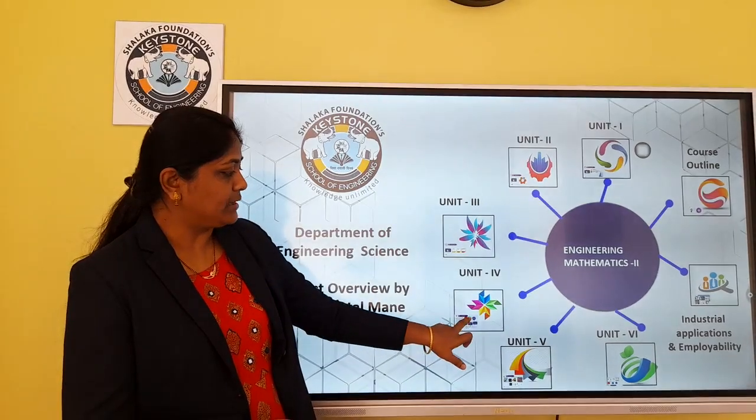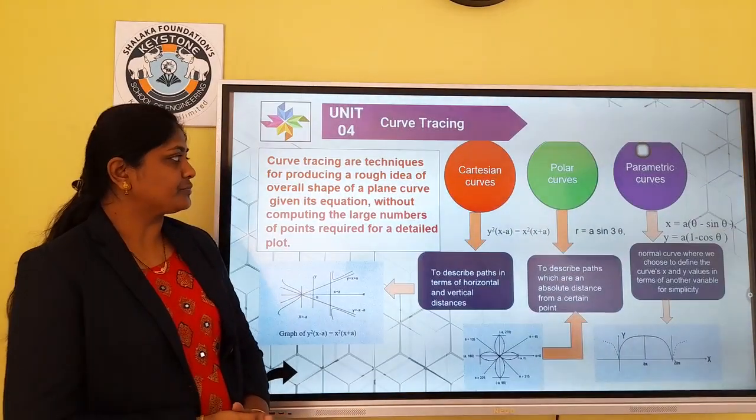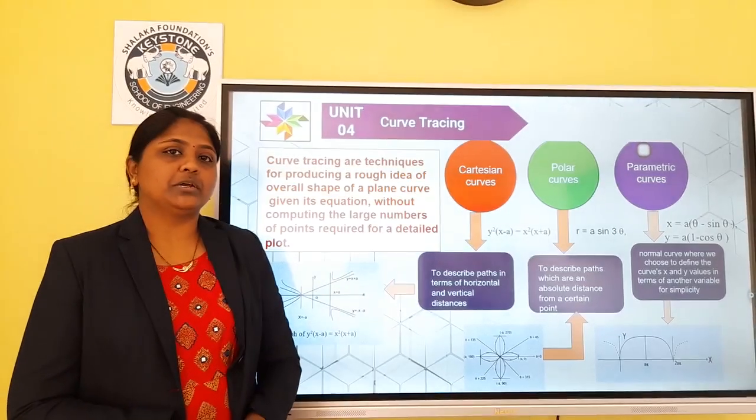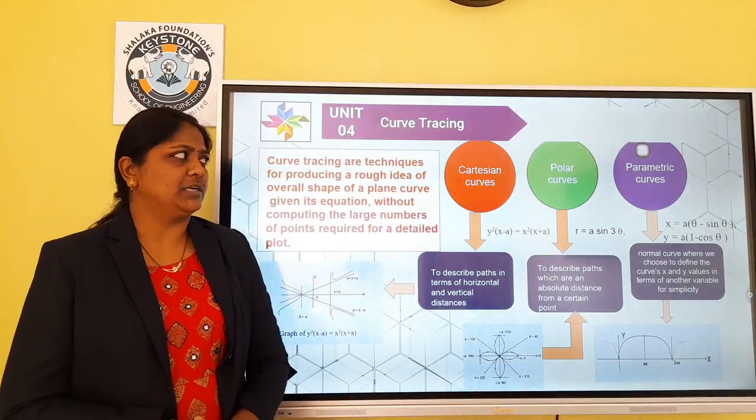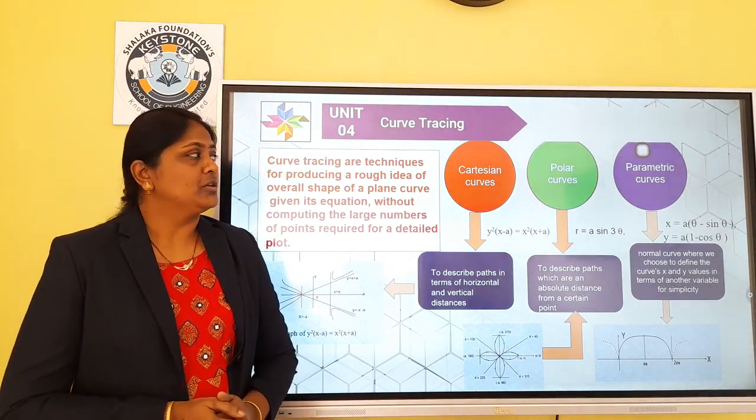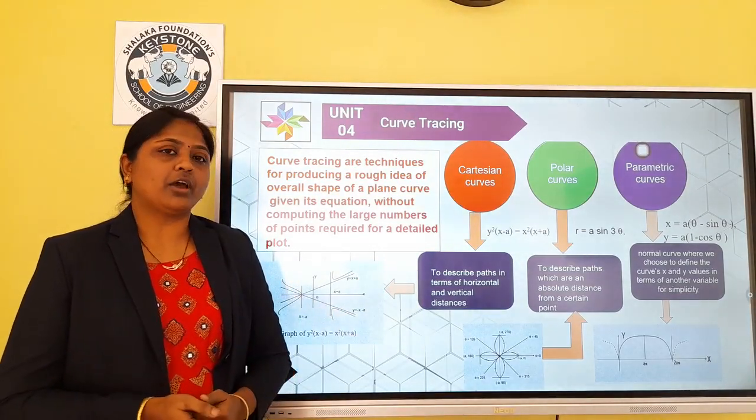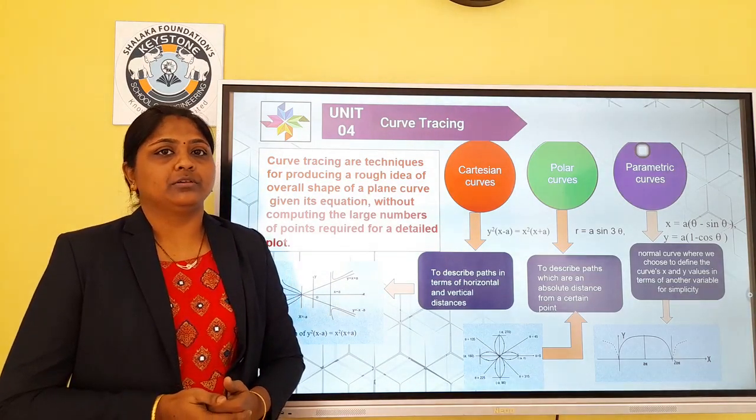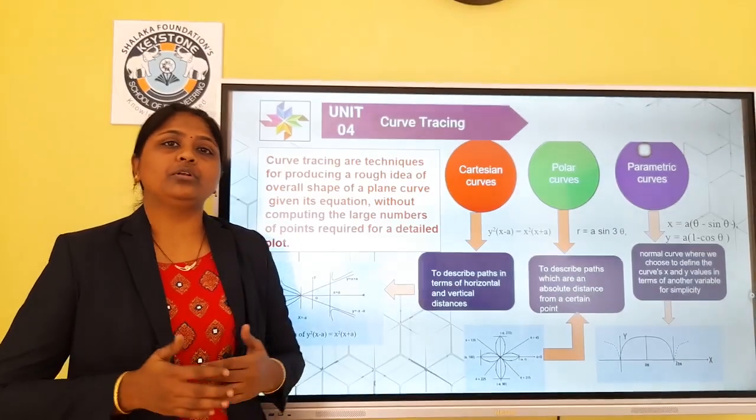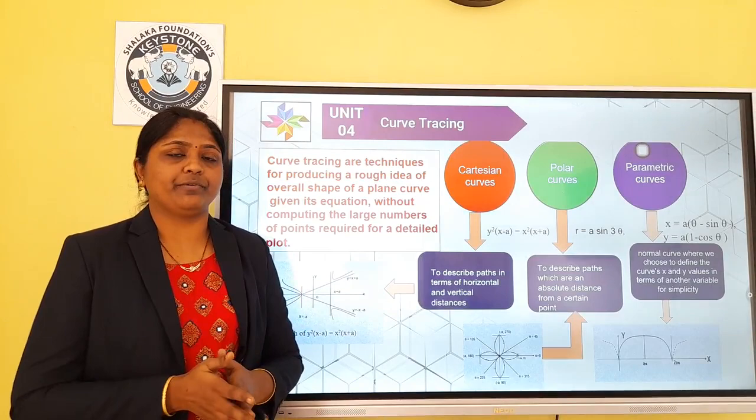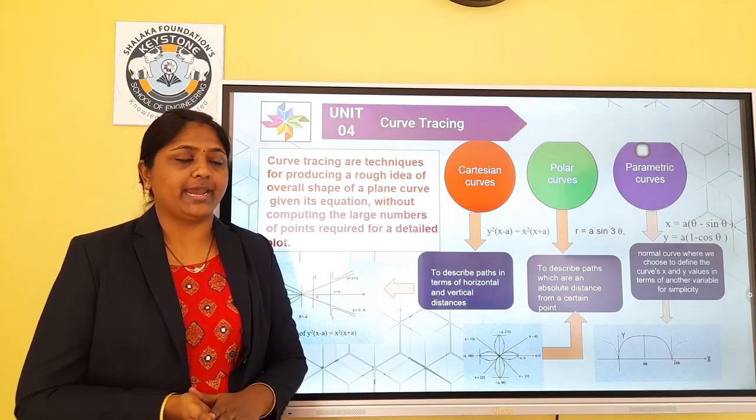Unit 4, that is curve tracing. Curve tracing, unit 4 and unit 5, the students like this unit generally because there is little use of derivative and integration. So what you learned so far, if I have to draw one curve or draw the graph, what will I do? I will compute the points. So many points I will compute and I will connect those points. So we will get the graph or curve, right?